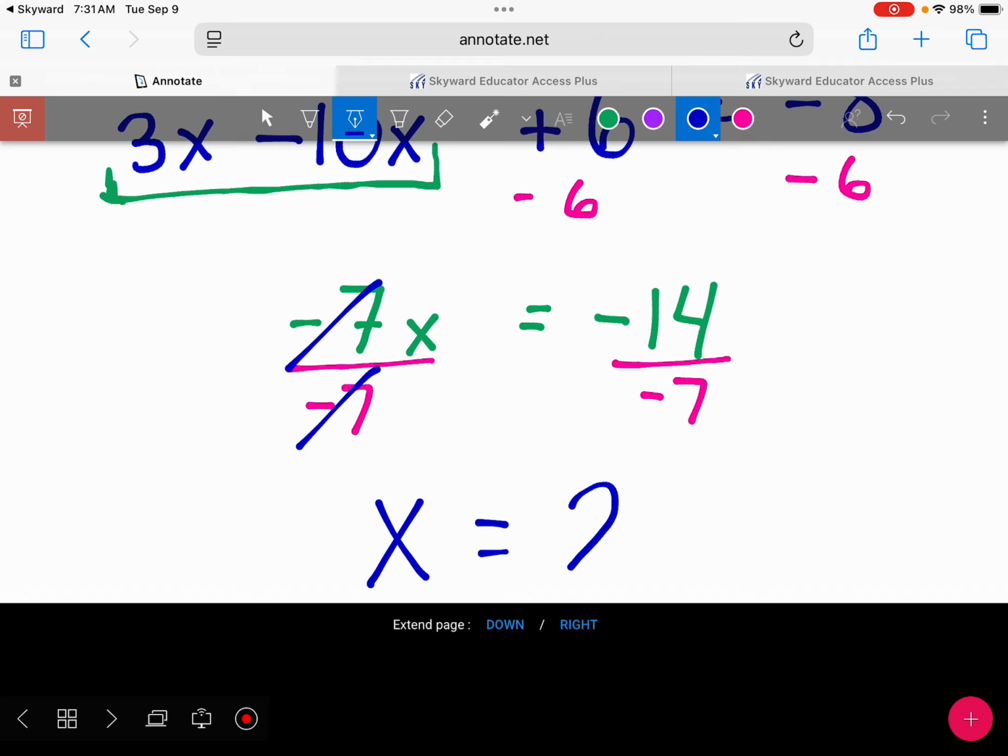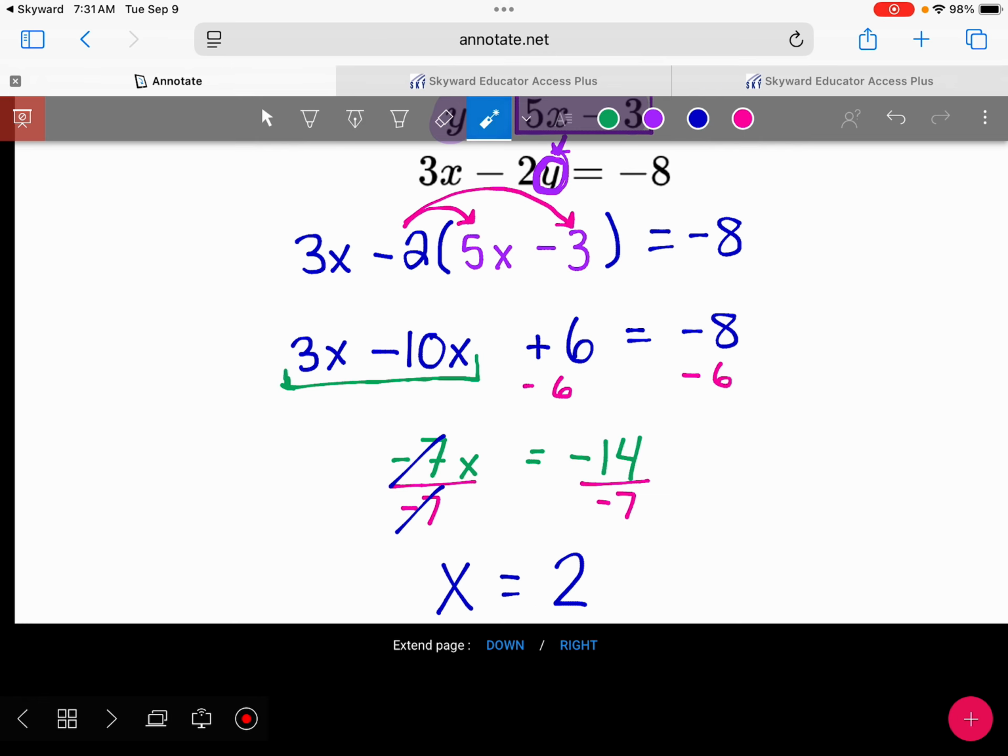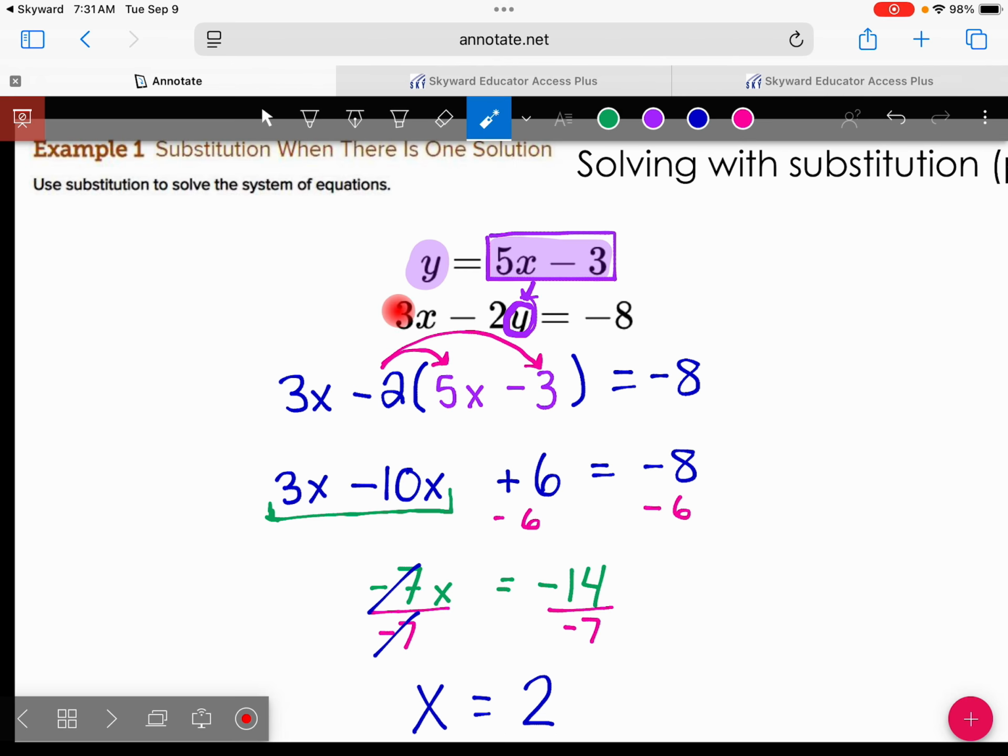It's a positive 2. So by putting that first equation into the second equation, I can figure out my x's too. But remember, I don't just want x for my solution. I need both, the x and the y. So what we're going to need to do is substitute back into one of these equations to figure out what y is.